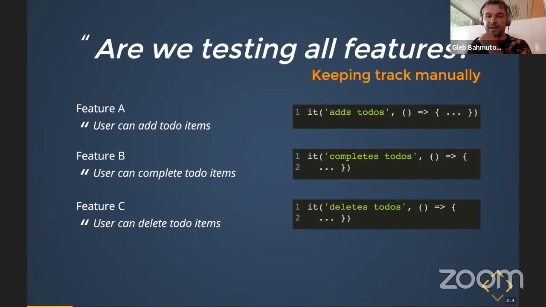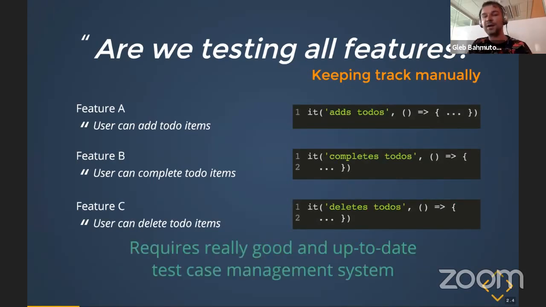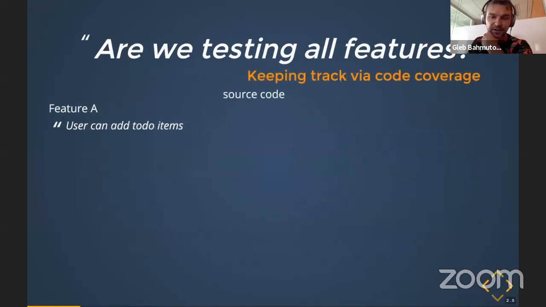completely tested our application. But of course, that requires a lot of discipline, right? That requires to manually keep track of the tests and the features. So it doesn't really scale, I think. So instead, we're trying to do something else. We're trying to use the code coverage as a proxy to features. And it works like this.